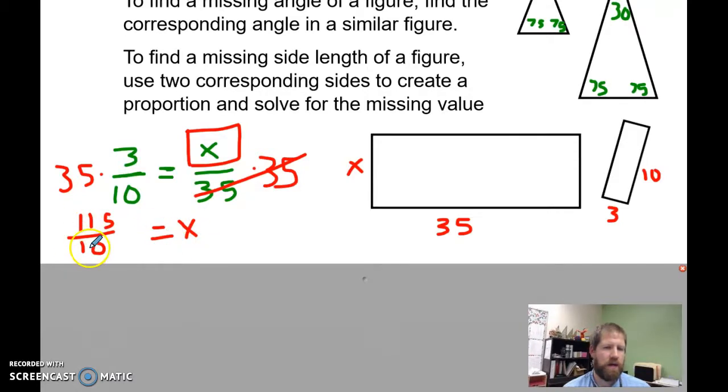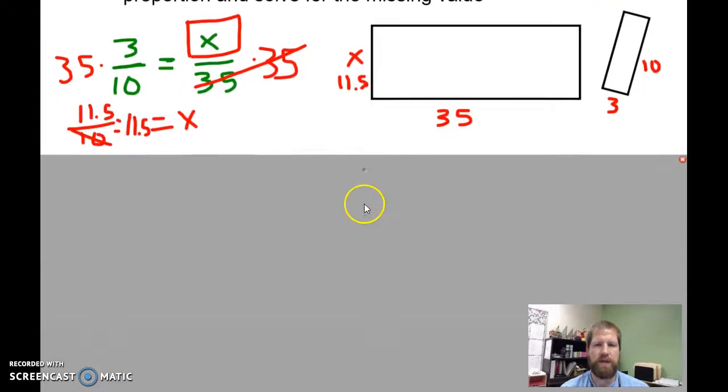And then we can simplify this. Since this is divided by 10, we can just move our decimal over one, and so we've got 10.5 is equal to x. We can fill that in, and look at it to see if that makes sense. If this side is 10, yes, that side could be 10.5. So it's always good to check.